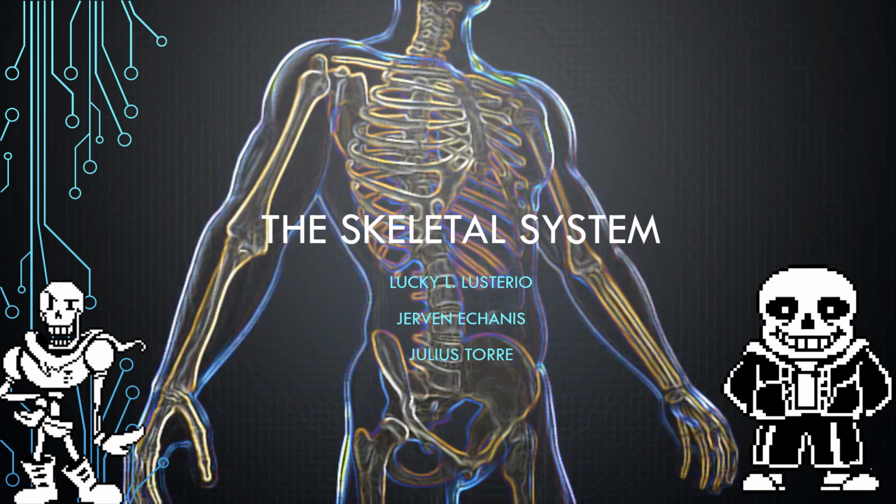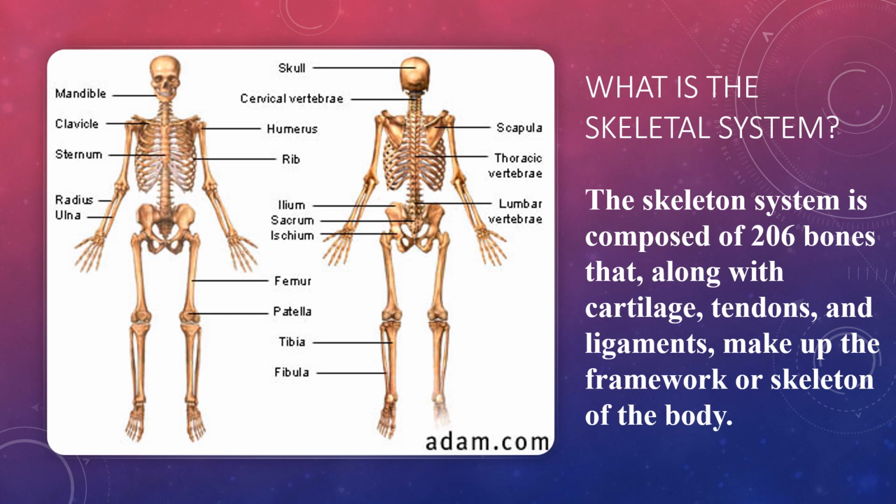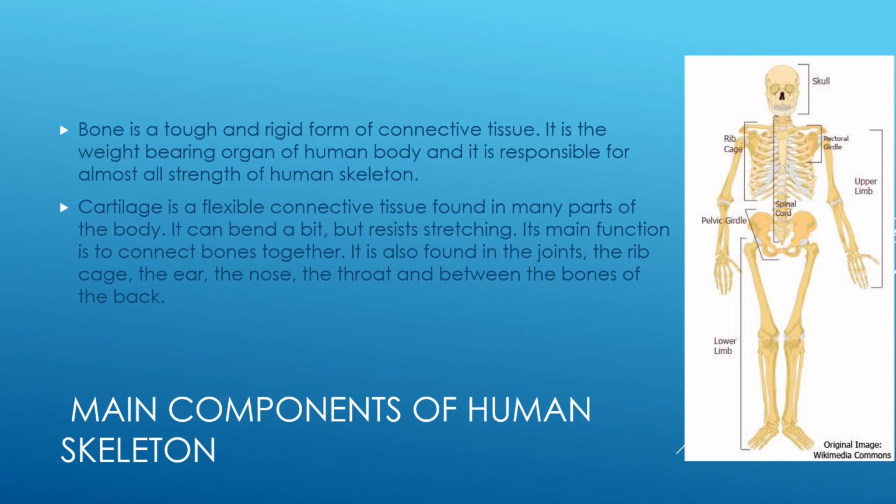Good day. We are going to talk about the skeletal system. What is the skeletal system? The skeletal system is composed of 206 bones that, along with cartilage, tendons, and ligaments, make up the framework or skeleton of the body. Main components of the human skeleton.